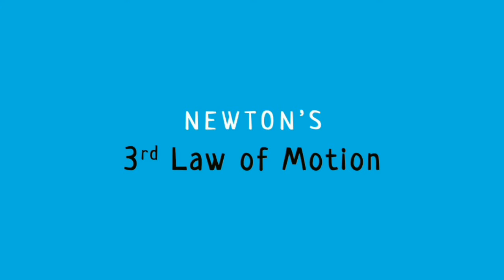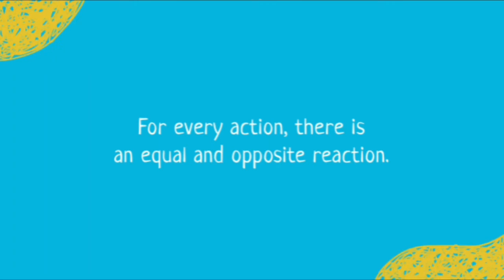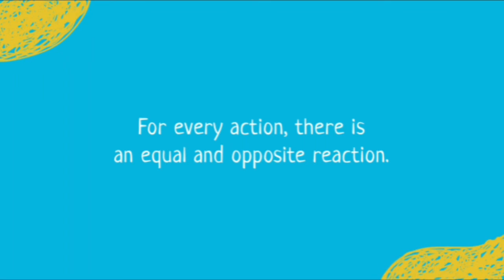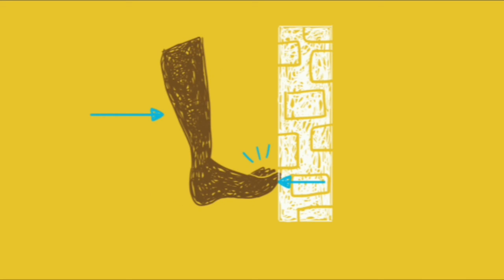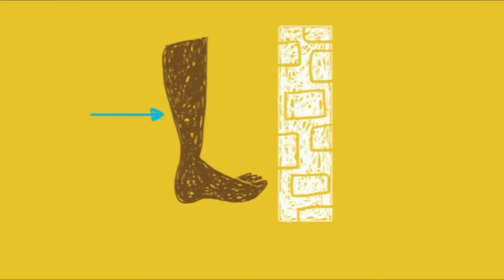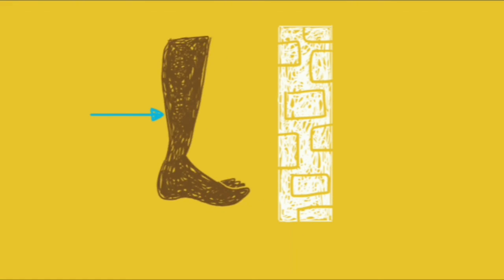Now let us know about Newton's third law of motion. It says that for every action there is an equal and opposite reaction. Have you ever wondered why it hurts when you stub your toe on a wall? The reason is that when your toe exerts a force on a wall, the wall exerts an equal force back on your toe. So the harder you hit your toe against it, the more your toe hurts.